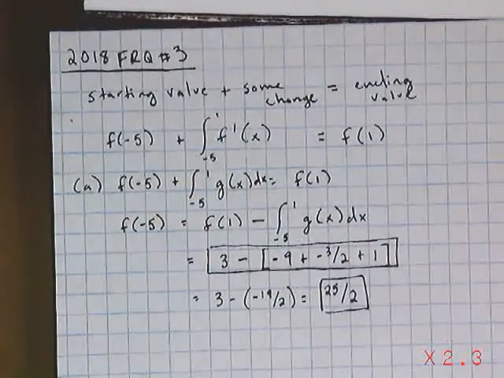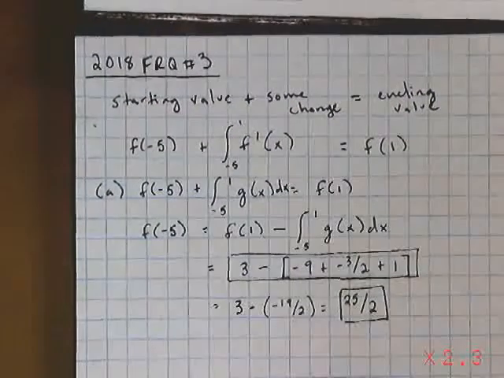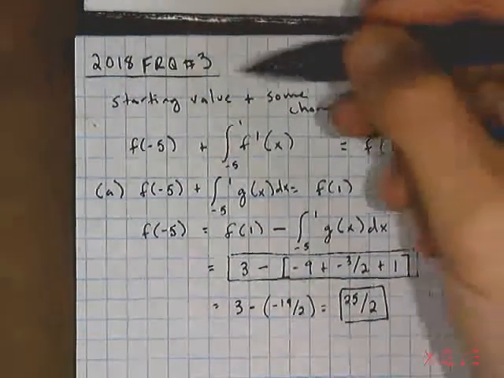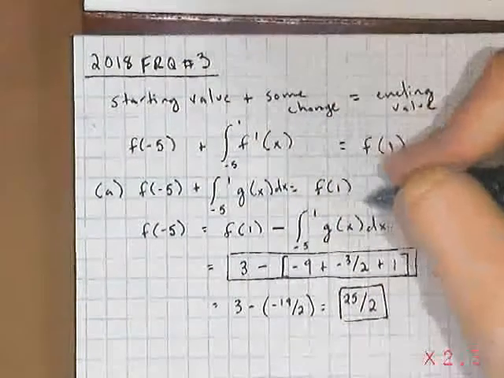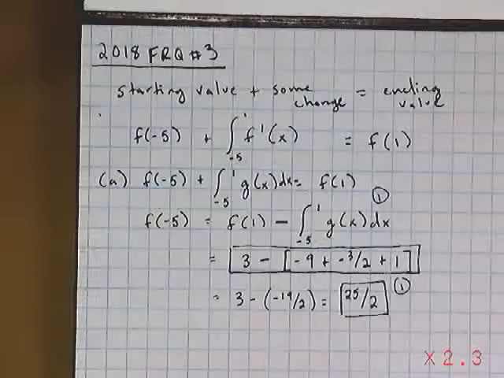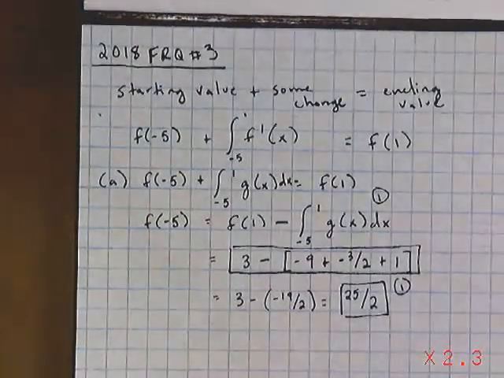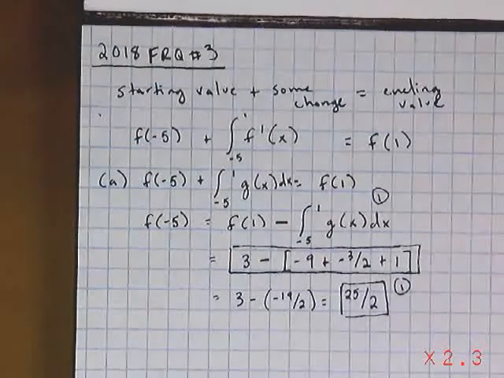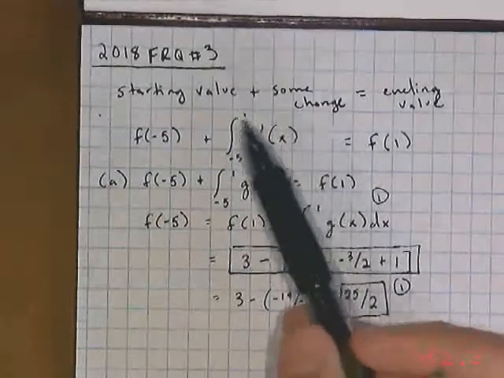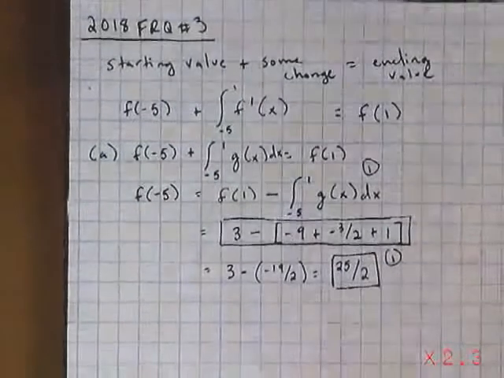So in terms of points, this was a 2-pointer. You got 1 point for setting up the proper integral, this sum change thing, and then you got 1 point for the answer. 2 points. Okay, so that was a tricky little question. You would definitely have to be able to show that you understand what the derivative of a function is doing. It's tracking that change, and what happens when we accumulate that change. Well, it lets us go between ending and starting values.